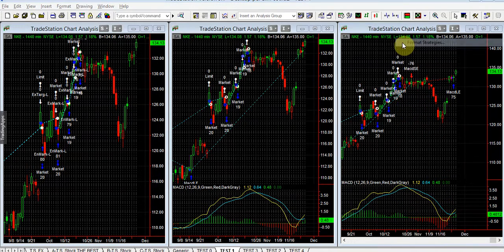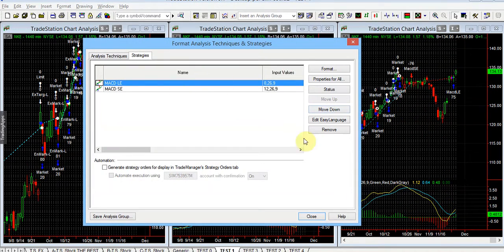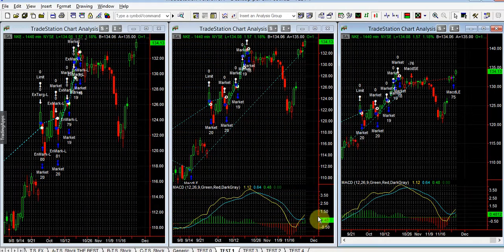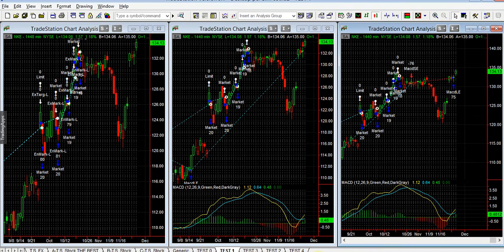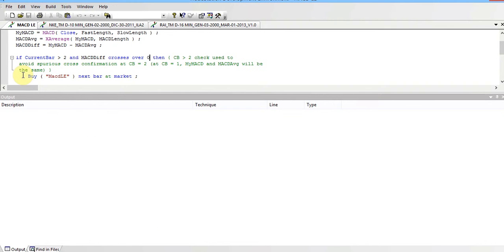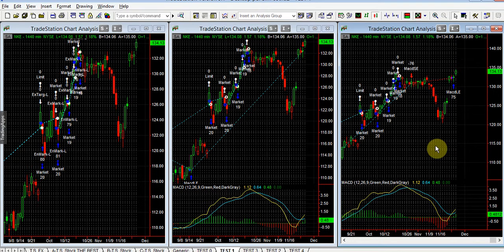You can even take a look at the code for this basic strategy component. You see, if the current bar is greater than 2 and the MACD difference crosses over 0, so we are talking about this crossover of moving average lines, that's a buying signal. So I can buy at market price at the next bar. So that's the basic concept.